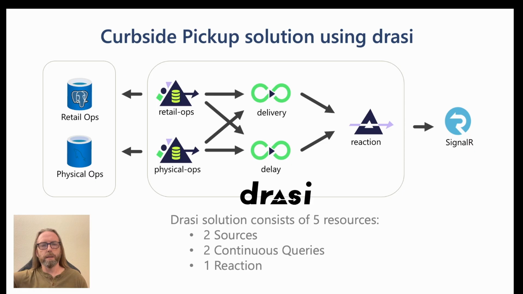So this is an absence of change use case. And then we're going to have one reaction. We're going to use SignalR to get the data from Drasi down to the dashboards that the customer is using for their server stuff. So we're going to have a SignalR reaction that's going to push updates out through SignalR down to user interfaces. So all up, we're going to need two sources, two continuous queries, and one reaction. And I'll go through the way you define them in detail.